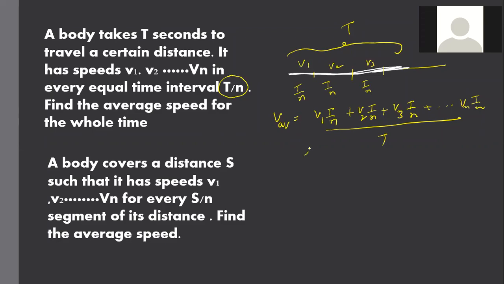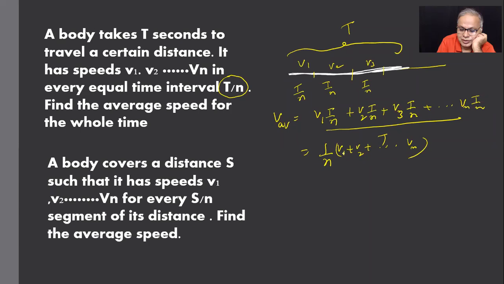So what will go? Sir, t will get cancelled. 1 by n will come out, right? So we'll get V1 plus V2 plus V3 and so on up till Vn, by n. That's all, right? Yes, sir. Now do the next one, try and tell me.